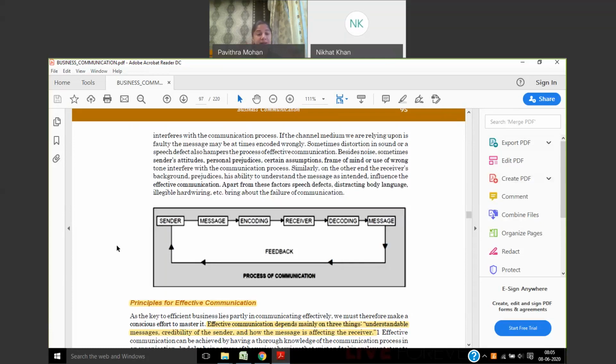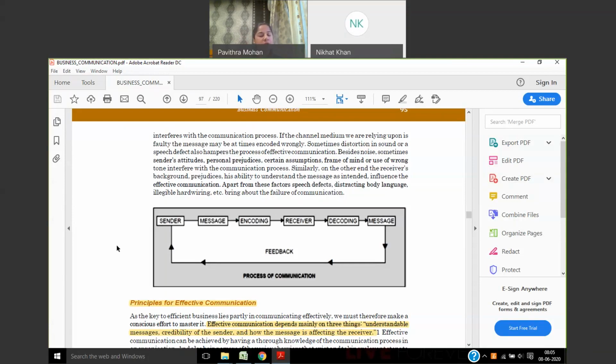The person who is a sender will be the head of the institution, so that will be your principal. So what they'll do, they will construct a message and say, the timings of the college are going to be changed. It's going to be 9:15 to 3:15 going forward from July 1st. This is the message they want to convey.